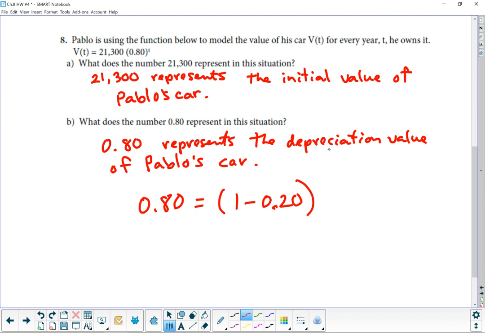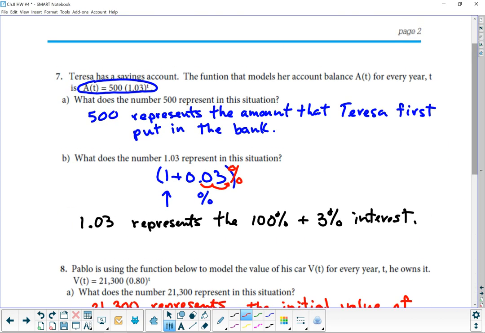So 0.8 represents the depreciation coefficient, or the depreciation percentage, of Pablo's car. And Pablo actually lost 20%. Okay, I think that's pretty much it.